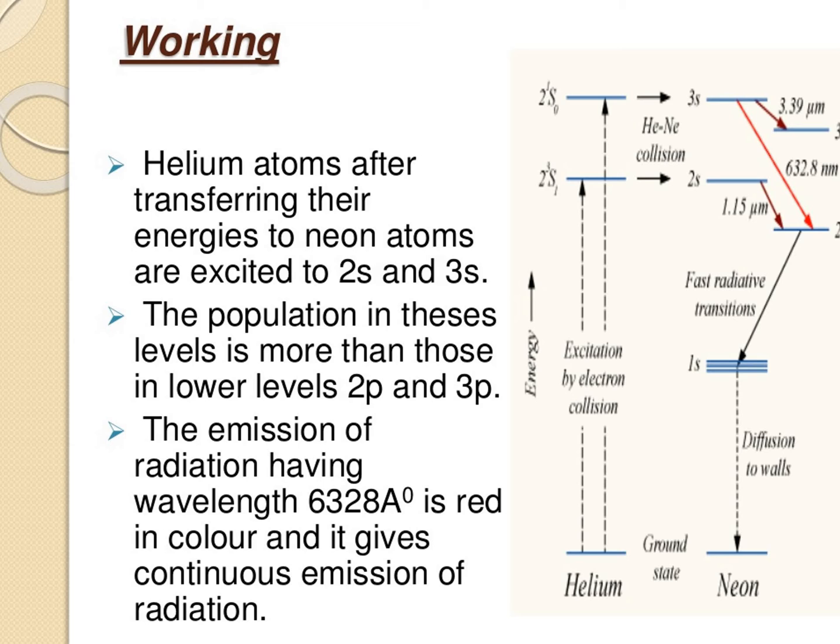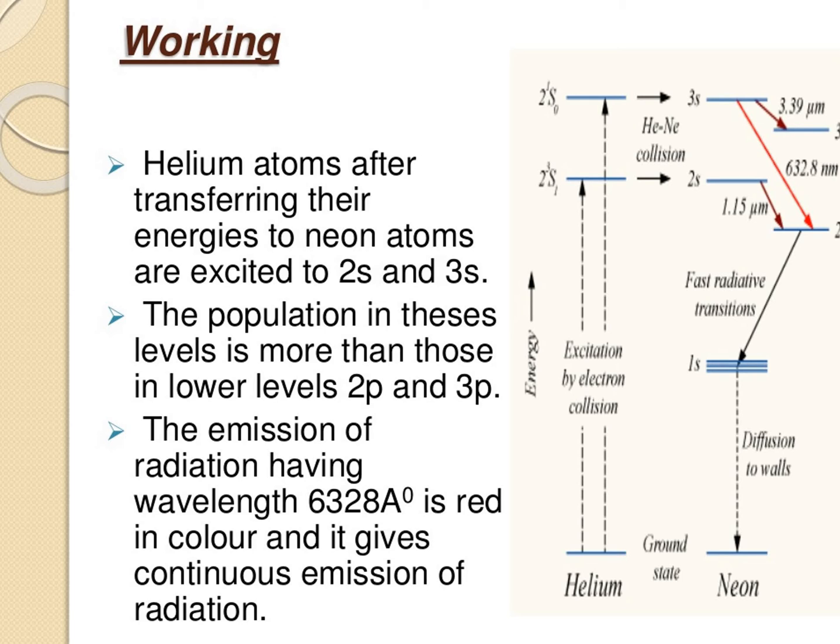So now the neon atoms are excited to the 2s and 3s energy levels. These 2s and 3s energy levels are metastable states, so their lifetime is more, and in due course of time more and more neon atoms are accumulated or gathered in these two energy levels.